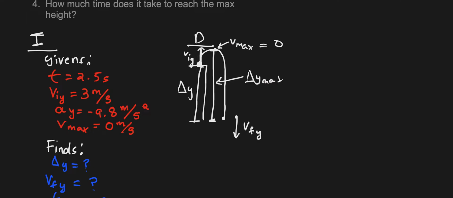Let me underline the givens and whatnot. So this is the finds. These are the finds. So find, and then the givens are these things right here. All right. This is the diagram step. This helps us visualize.